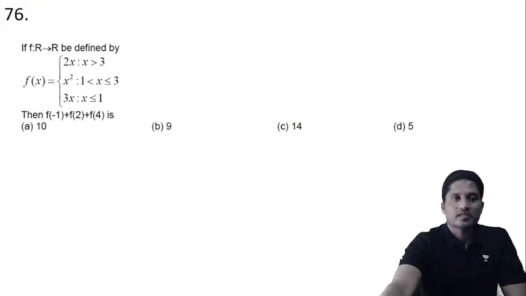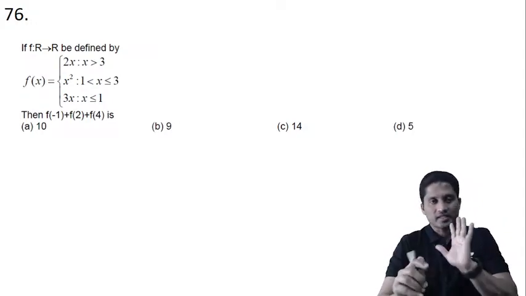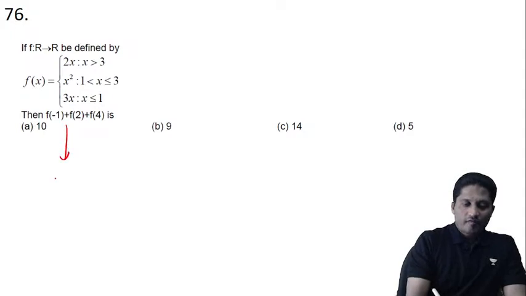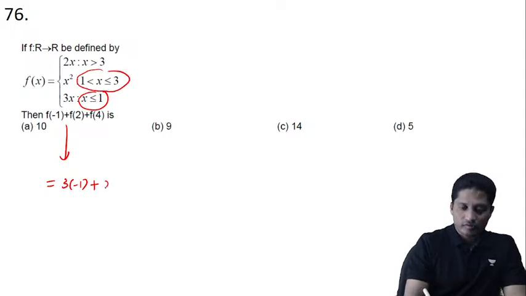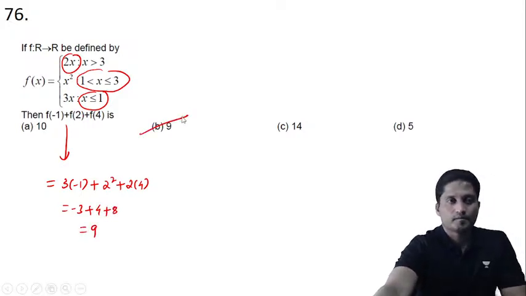Okay, question number 76. This question was asked in 21 paper and 22 paper as well. Exactly same problem. F of minus 1 means less than 1, right? Will be equal to 3 into minus 1. F of 2 will be equal to, it lies here between 1 and 3. F of 2 is 2 square. F of 4 means x more than 3, so 2 into 4. You will get minus 3 plus 4 plus 8, which is equal to plus 9. Answer is option B.